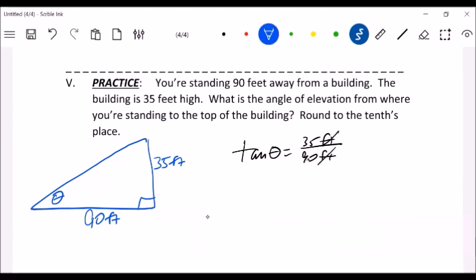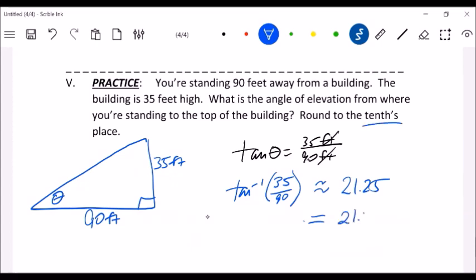So what we want is to use the -1 key, tangent -1 of that number. Notice 35 over 90 could have been reduced. This is a case where there's no reason to, because it has to be put in the calculator, and the calculator will recognize it for what it is no matter what. This comes to approximately 21.25, almost exactly, I think, which means we're going to round it. Since we have to round to the 10th place, we have to make that 21.3 degrees. Don't forget the degree symbol on these.